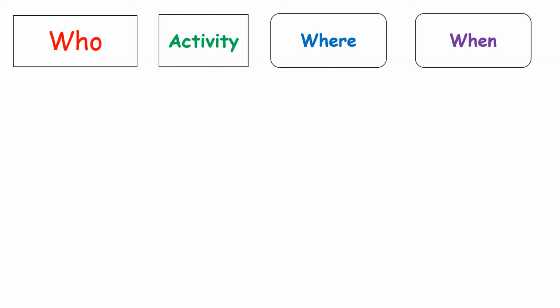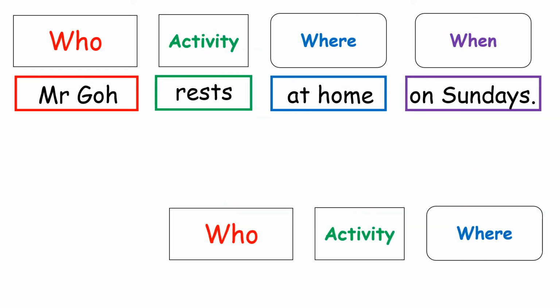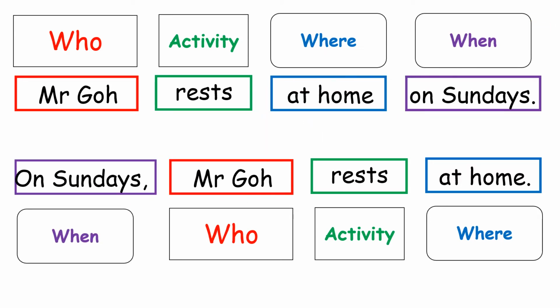We can combine these sentence structures together: who, activity, where, and when. This gives us more information. For example, Mr. Go rests at home on Sundays. This tells us that the subject rests at home every Sunday. We can also reorganize the sentence structure like this. We can put when in front. So it goes like this: On Sundays, comma, Mr. Go rests at home.